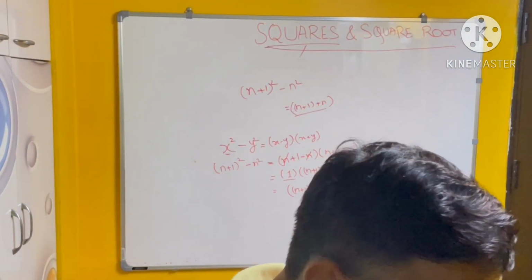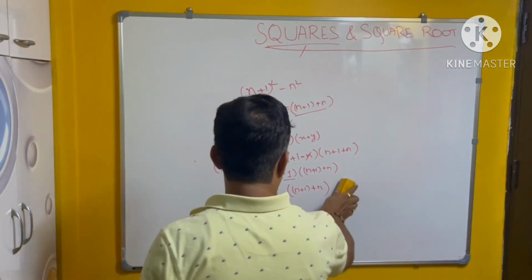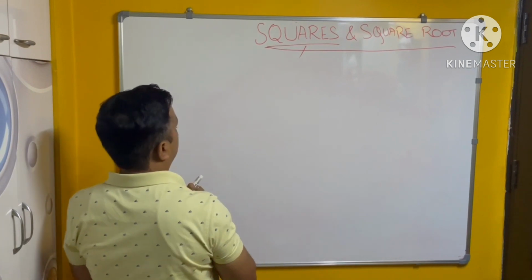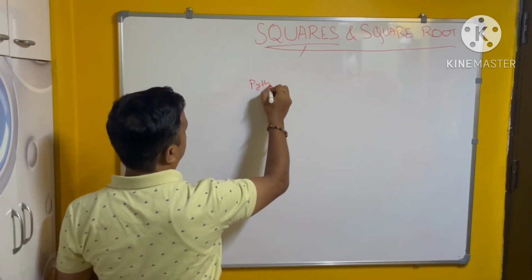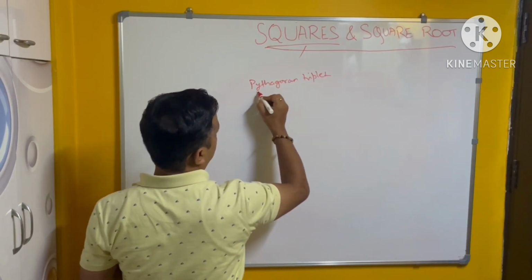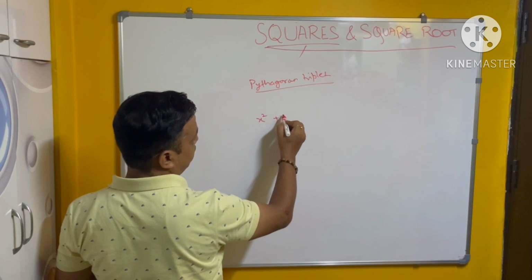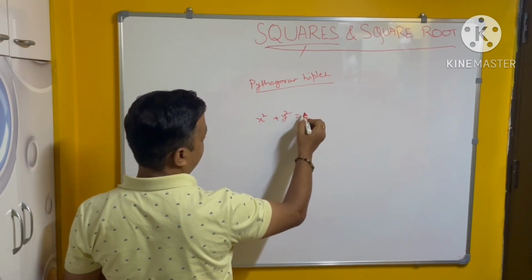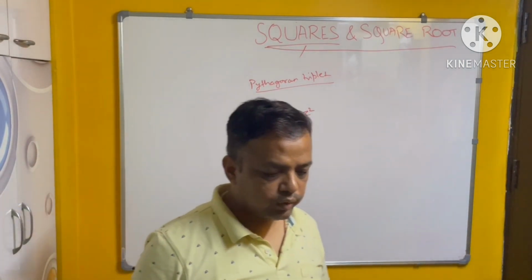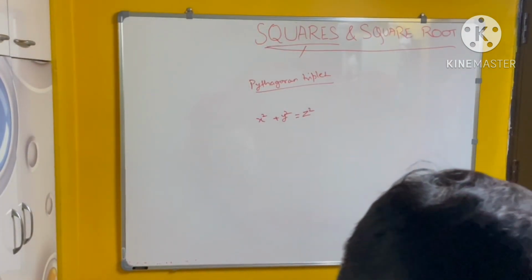Okay, we have one another thing. This is a Pythagorean triplet. So in this, if you have one number x, its square, plus another number y, its square, equals the third number z square. Okay, so this is a Pythagorean triplet.